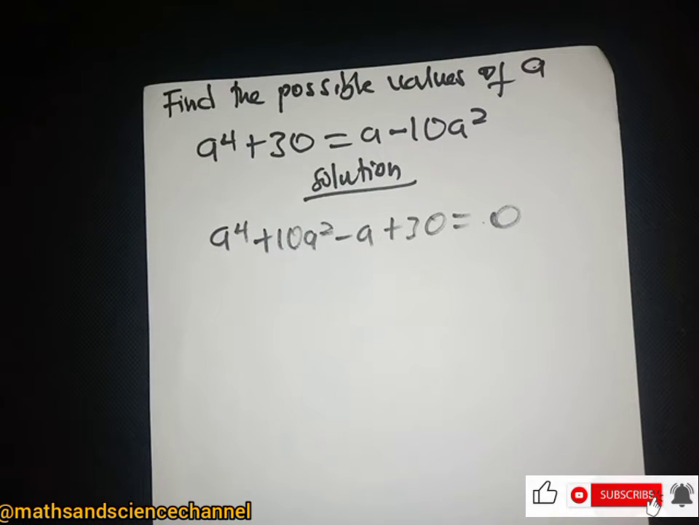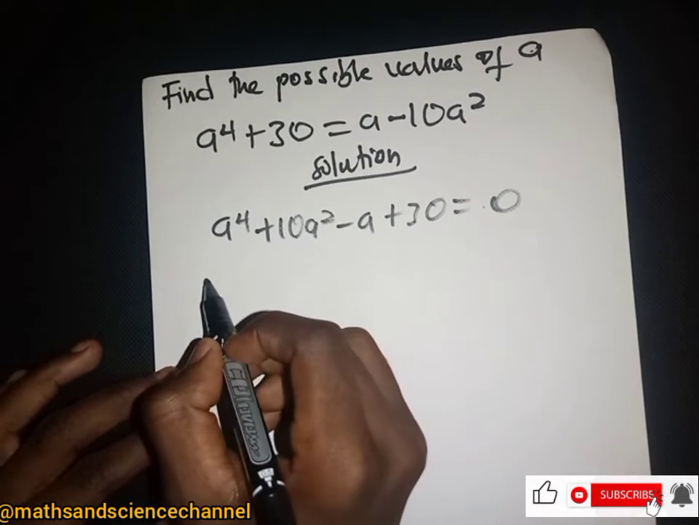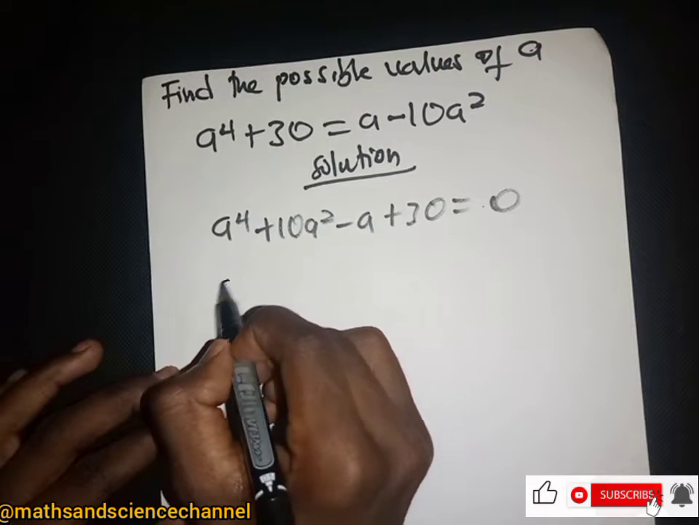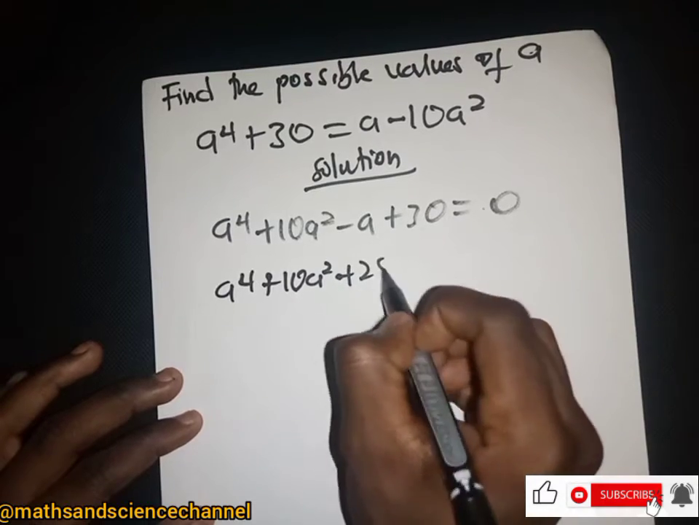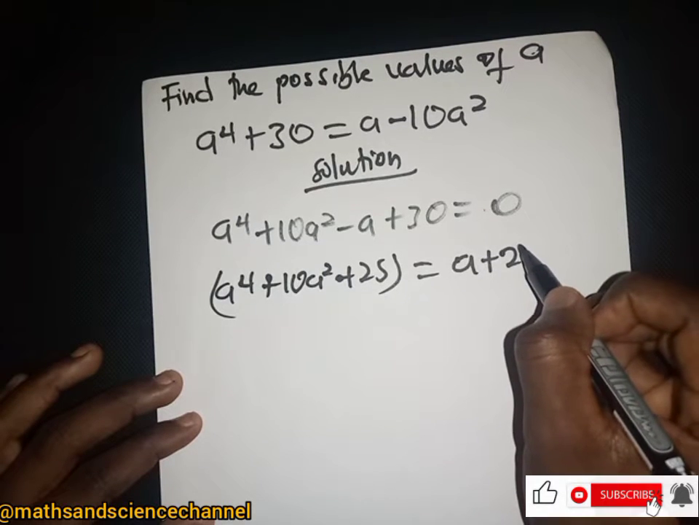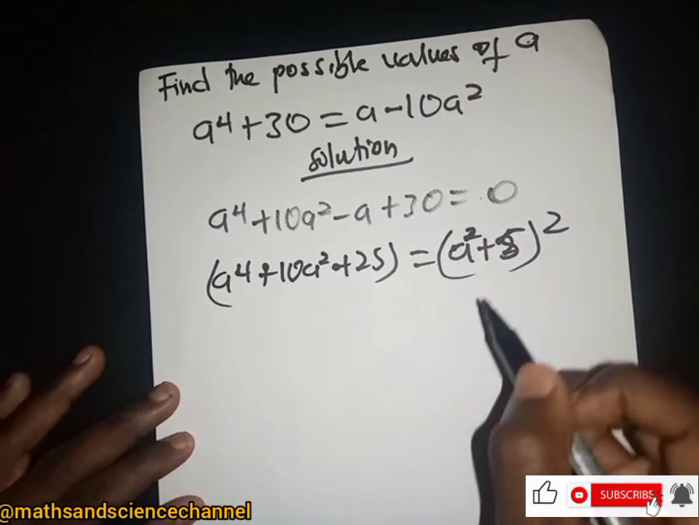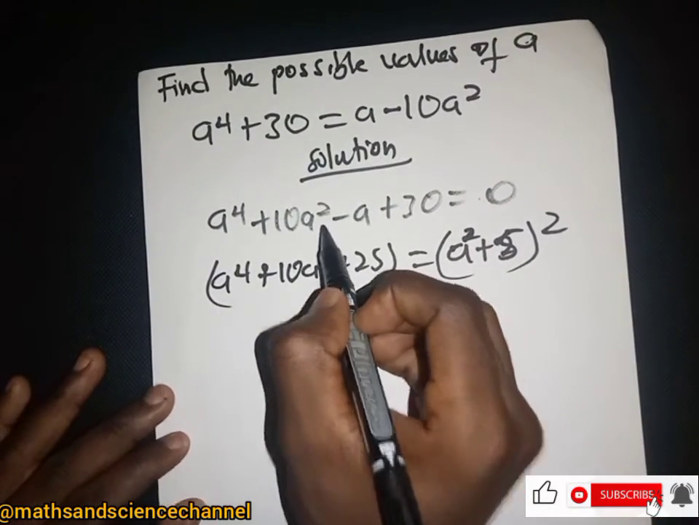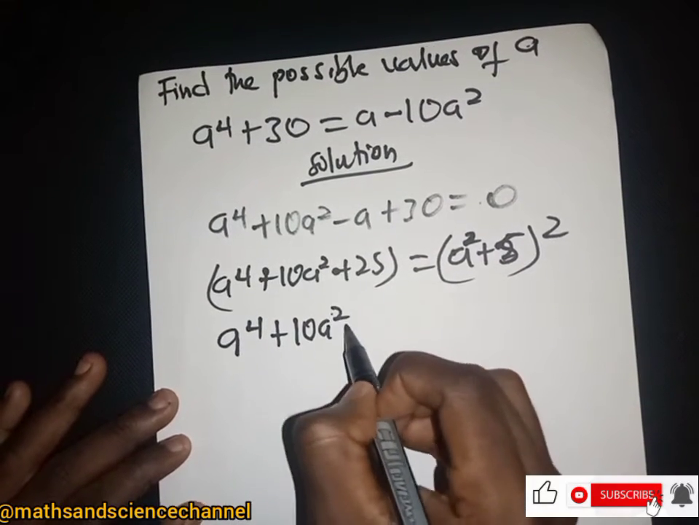Now what we're going to do next is to write this so that we can get a perfect square over here. So when you have just a to the power 4 plus 10a squared, then plus 25 here, this is just a squared plus 5, all squared, right? So that would be a perfect square. So how do we write this in the form of that? So we have a to the power 4 plus 10a squared.